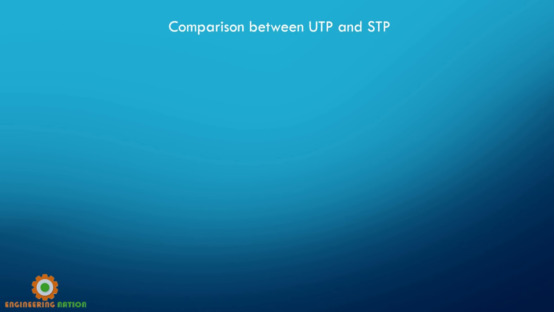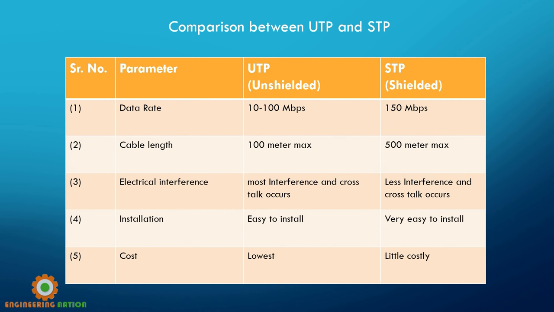Comparison between UTP and STP. There are various parameters through which we will compare both of the twisted pair cables. The first parameter is data rate. In UTP, the data rate might be 10 to 100 Mbps, whereas in STP, the data rate might be 150 Mbps. Now, the second parameter is cable length. The cable length in UTP is 100 meters max, whereas in STP, 500 meters max.